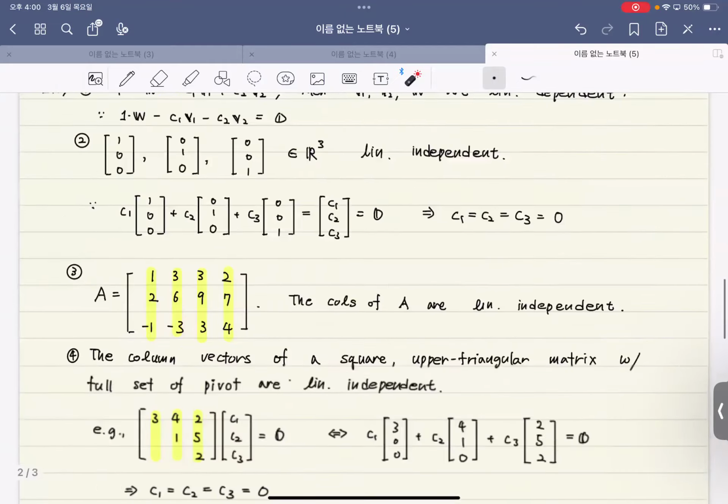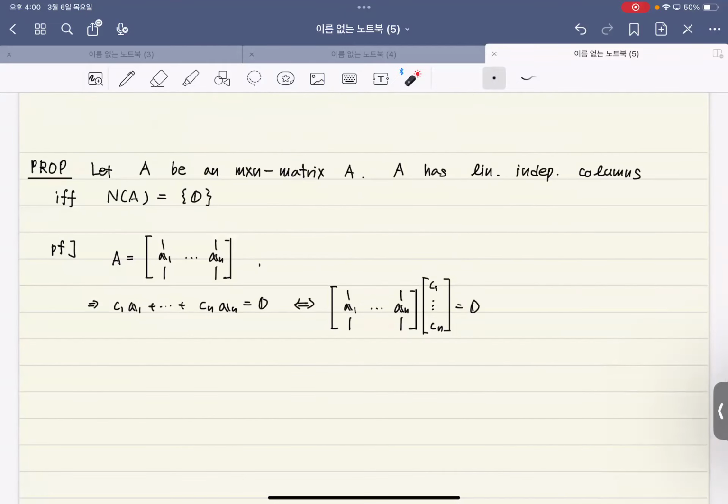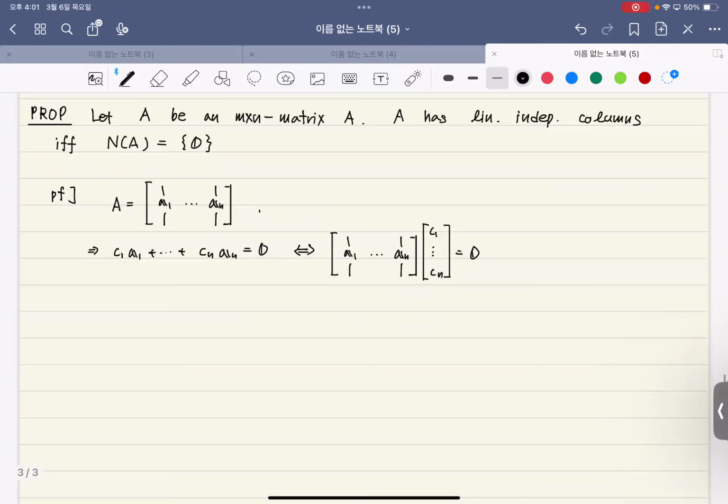However, if your matrix is wide, the number of pivots cannot exceed the number of rows, right? Therefore, the null space can never be a zero-dimensional subspace. Therefore, the columns must be linearly dependent. Okay, all right. I must write it down.